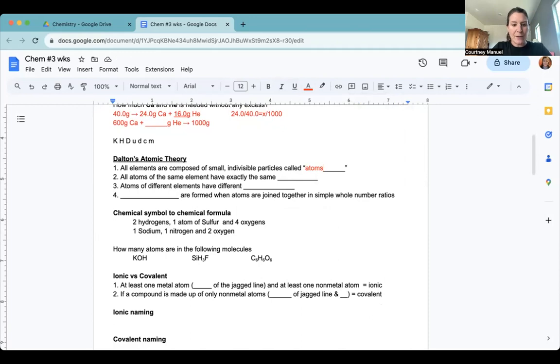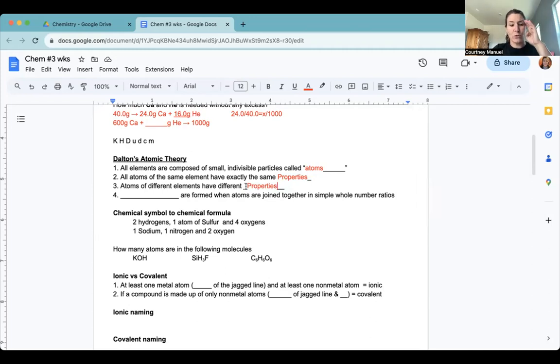Okay. All atoms of the same element have exactly the same properties. They're all going to do the same thing. They're going to boil at the same rate and melt at the same rate and bond in the same way, same properties. Okay. Atoms of different elements, this might be a surprise for you, team. Atoms of different elements would then have different properties. Okay. Hopefully that one, you're just tracking with me.